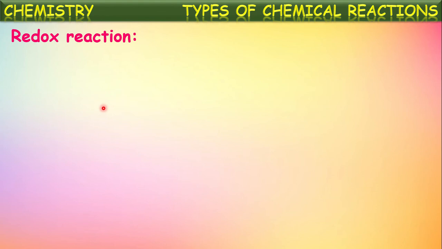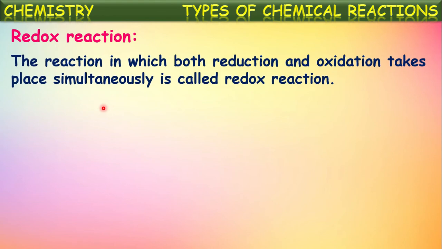Now let us see once again what is meant by redox reaction. The chemical reactions in which both oxidation and reduction take place simultaneously are called redox reactions. So in certain chemical reactions, the chemicals combine, and while reacting, if one substance is oxidized and another substance is reduced simultaneously, then that reaction is said to be a redox reaction. Red representing reduction, ox representing oxidation. If both reduction and oxidation occur simultaneously in a chemical reaction, then that reaction is said to be a redox reaction.